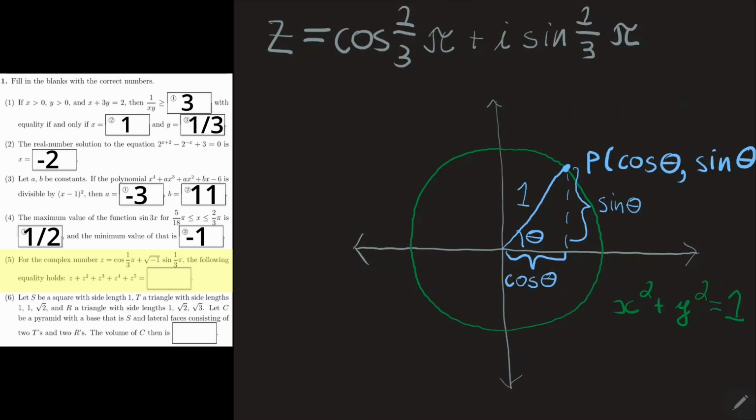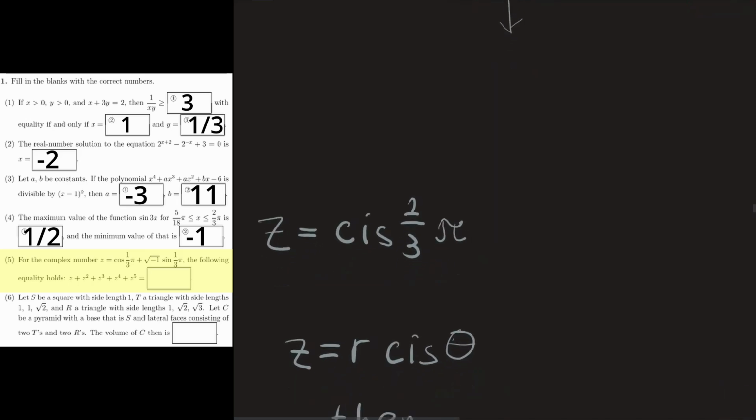So in our complex number, we have cosine of 1 over 3 pi and i times sine of 1 over 3 pi. So this can be shortened to cis of 1 over 3 pi. Since again, cis is cosine imaginary sine, and both are cosine and sine of the same angle, we can just shorten it. And so we can write that our number z is equal to cis of 1 over 3 pi.